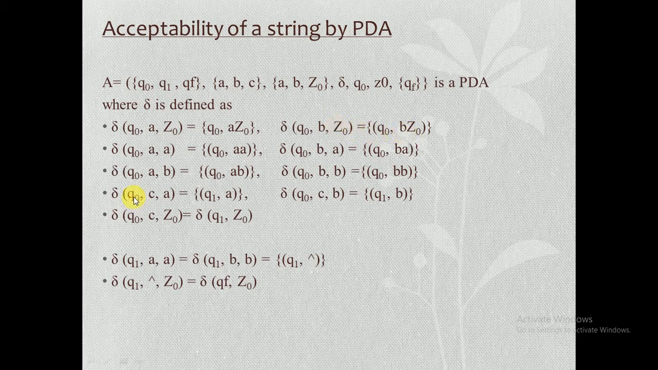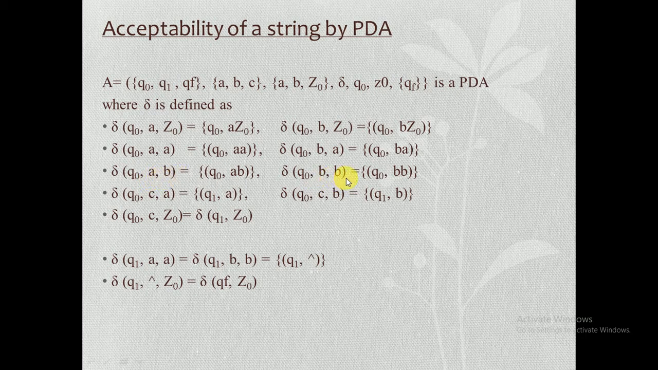Next rule, Q naught, A. So if you have A in your input and A as the top of the stack, A will be removed from the input, it will be pushed onto the stack. So it becomes Q naught, A. Next, similarly for B, A, the same rule will be applicable, and the same rule will be applicable for A, B and B, B.